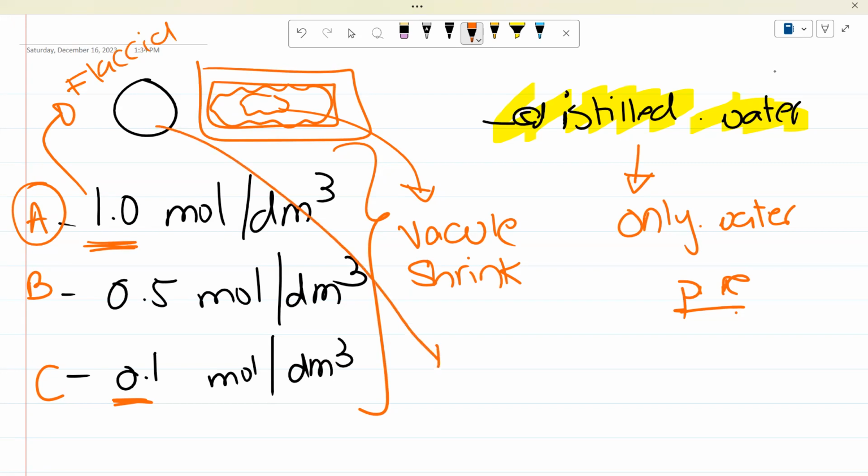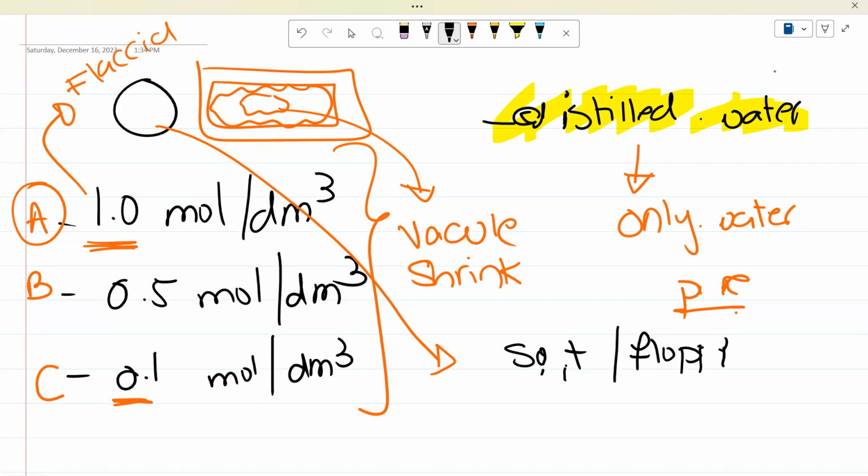Now the potato itself, will it be hard or soft? The potato will be soft and floppy. Yes. When a plant or a potato loses water, it will be soft or floppy. Sometimes they use the word floppy. Okay. So it was going to be soft.